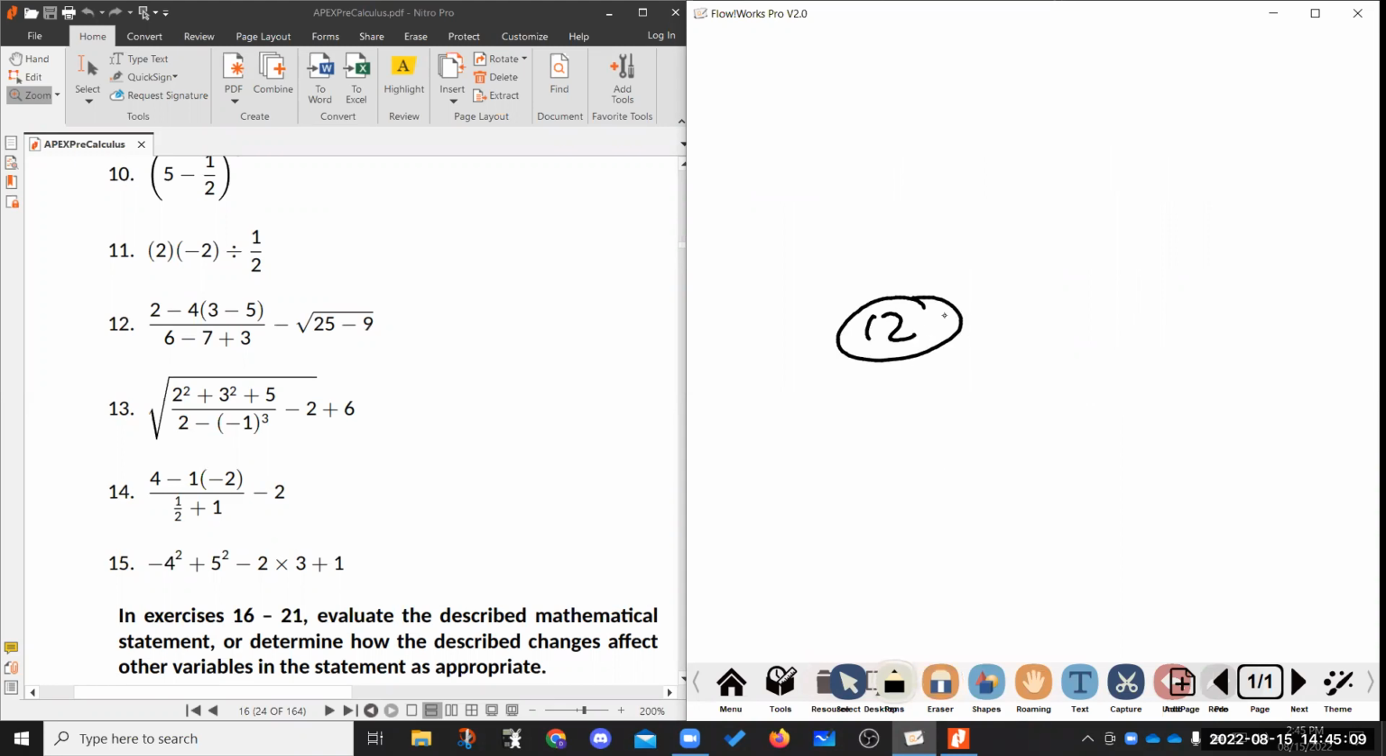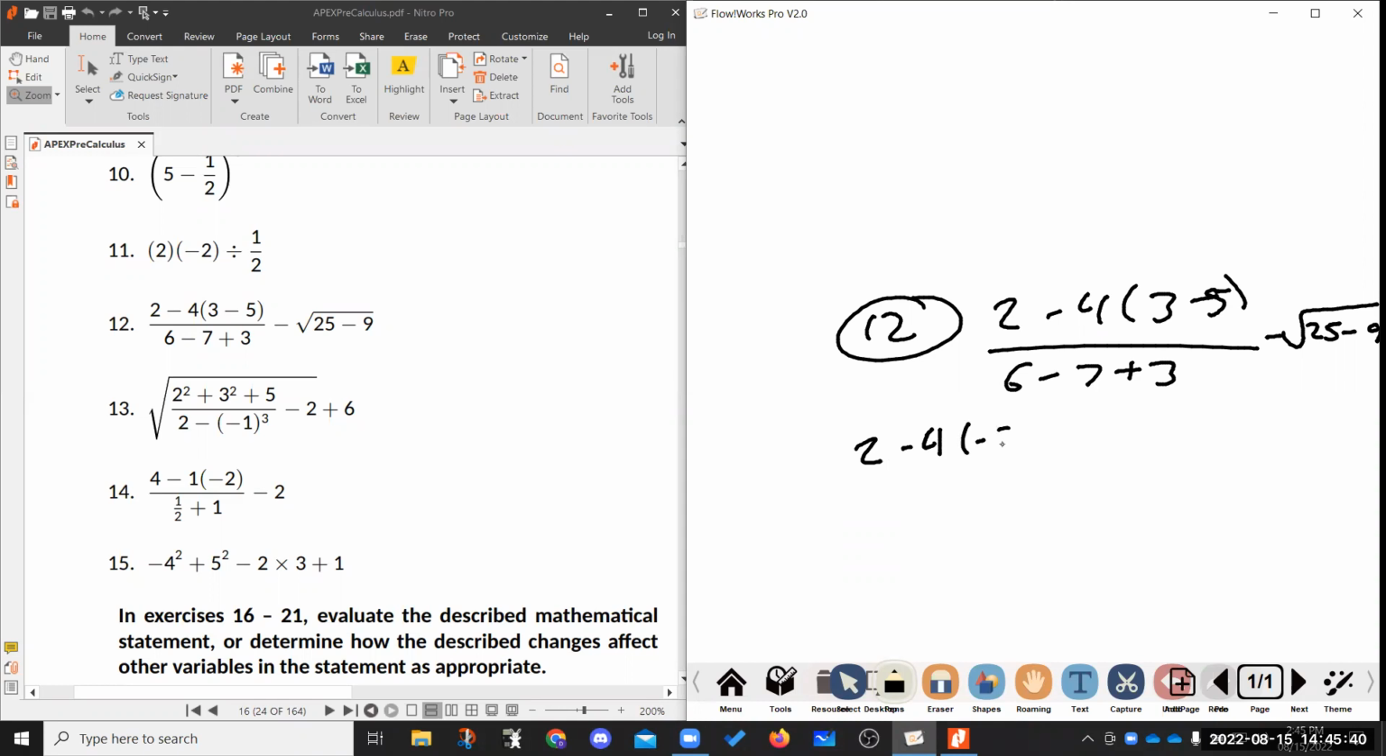Number 12 says 2 minus 4, 3 minus 5 over 6 minus 7 plus 3 minus the square root of 25 minus 9. Here's some of those implied parentheses that we're going to have to deal with, the numerator and denominator before we can do the division in the problem. But we're going to also have implied parentheses inside that square root sign. So let's deal with the innermost set of parentheses first, which is there. This is also an inner set of parentheses here.